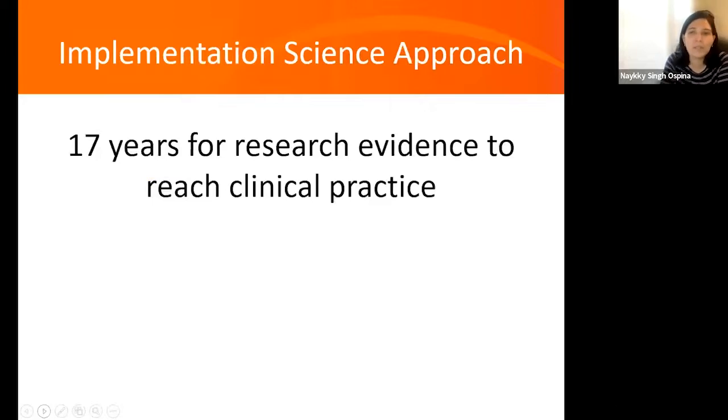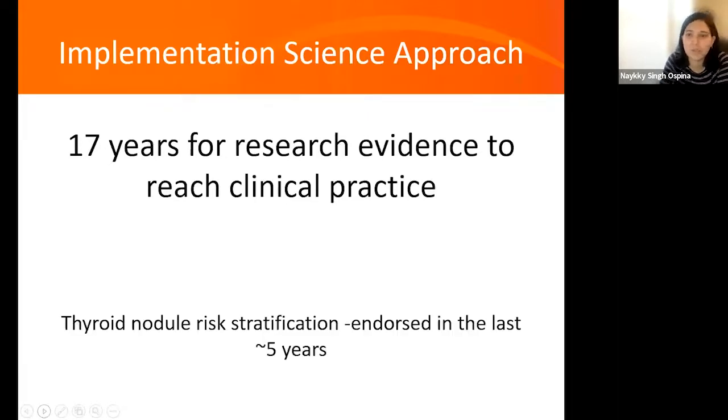So in terms of the implementation science approach of thinking, sharing a little bit of a vision of how things might look in the future, you all might have heard that it takes 17 years for research evidence to actually reach clinical practice. And as Dr. Hoang presented, if we look at the thyroid nodule risk stratification, they have all been endorsed in the last 5 years. But the research that led to their endorsement dates even a few more years back. So we're probably on track for this 17 years of time between research evidence and clinical practice. So there would be a lot of interest in trying to expedite the adoption of thyroid nodule risk stratification.